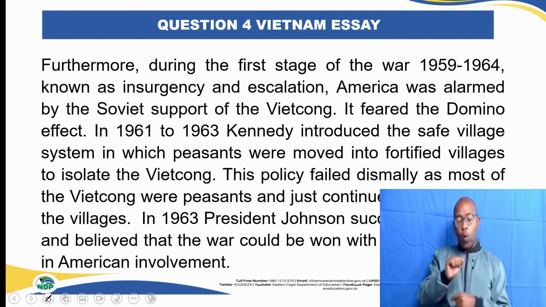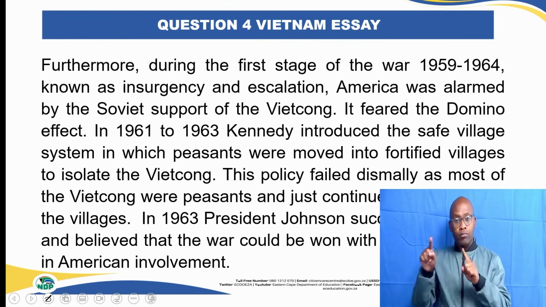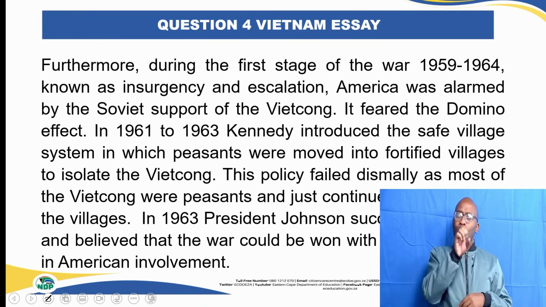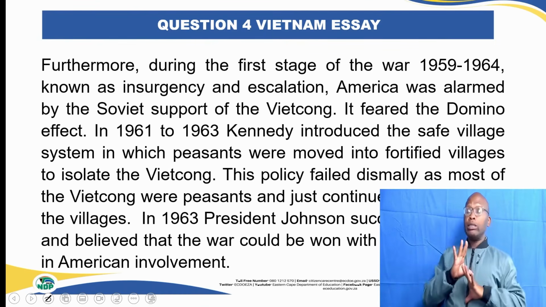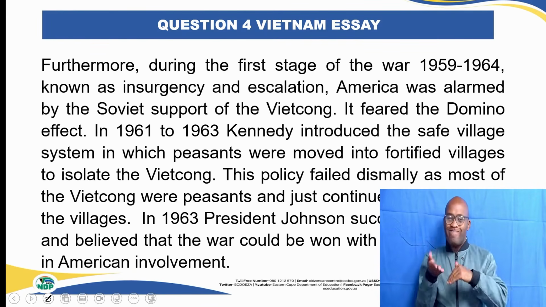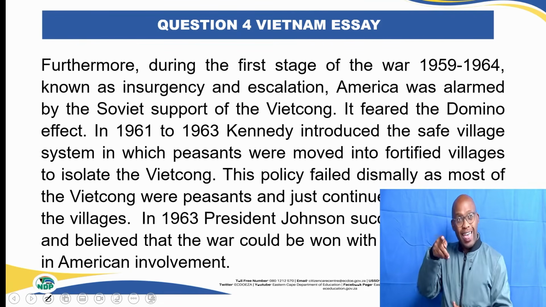In 1959 to 1964, known as Insurgency and Escalation, America was alarmed by the Soviet support of the Viet Cong. It feared the domino effect. In 1961 to 1963, Kennedy introduced the Safe Village System.